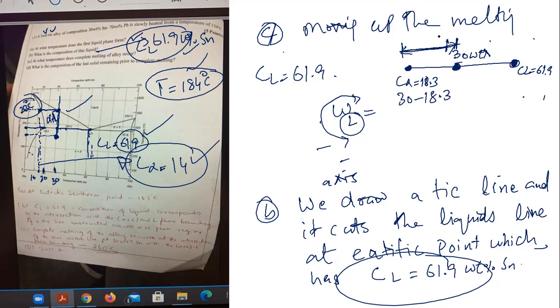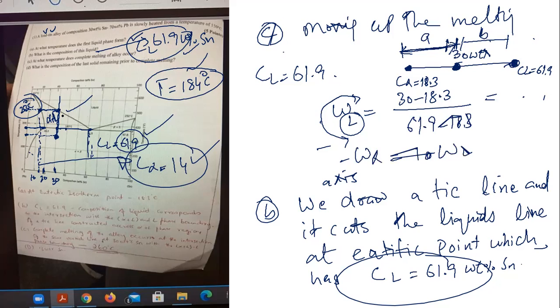I can name it A, I can name it B, whatever, right? And divide by this whole length. This whole length is 61.9 minus 18.3. So this will give you the weight composition of the liquid. Similarly, if you want to find the weight percent of alpha, then it is 1 minus the weight percent of liquid, because there are only two phases, right? And it will give you the weight percent of the Sn in the liquid.